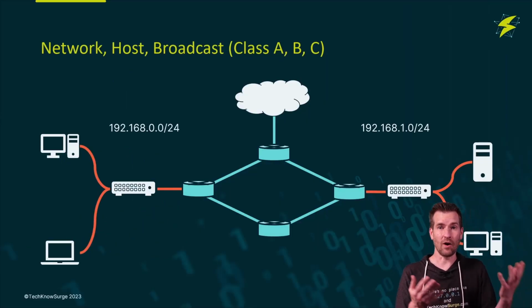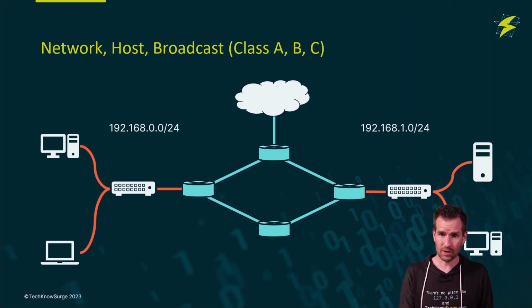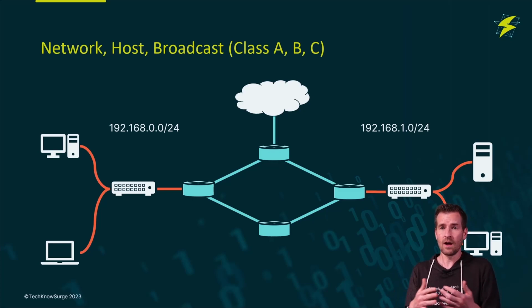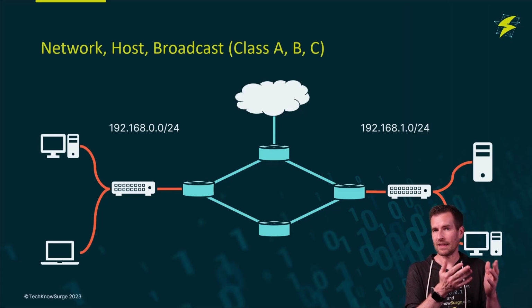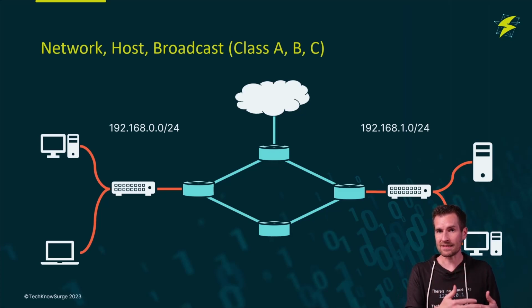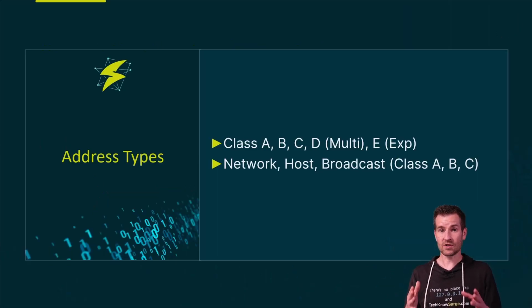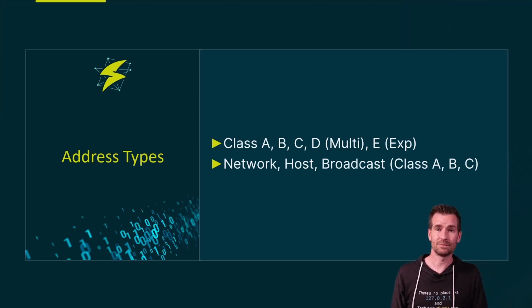Another way that we've already been talking about is we have networks, hosts, and broadcast addresses. This is another way of looking at different address types. So not only does it fall under A, B, C, D, or E, but we also have network, host, and broadcast. So here's our list that we're creating, and now I've got network, host, and broadcast.